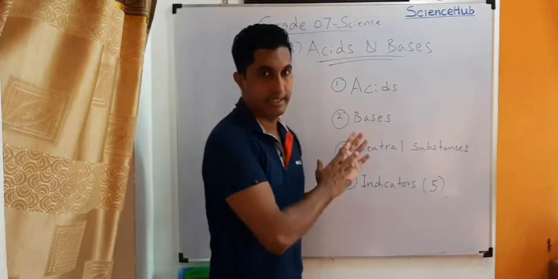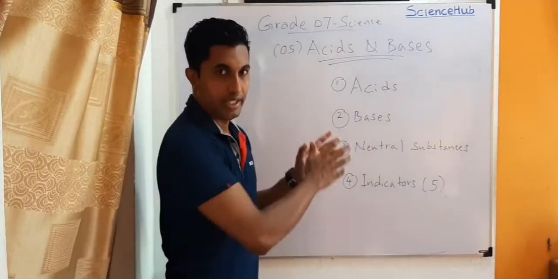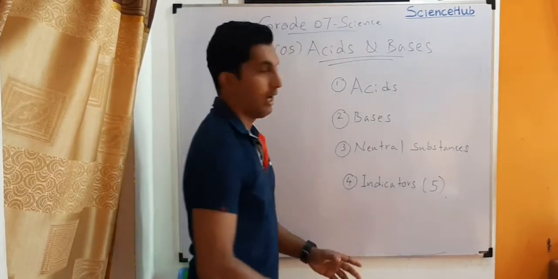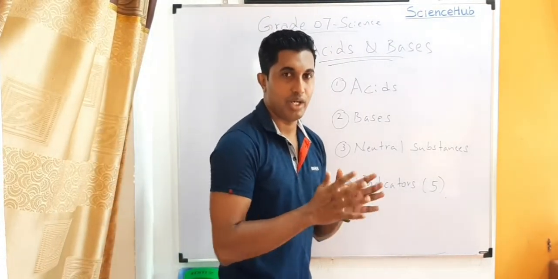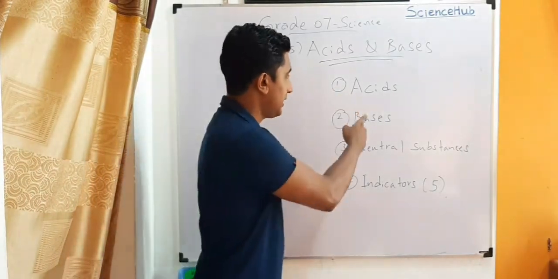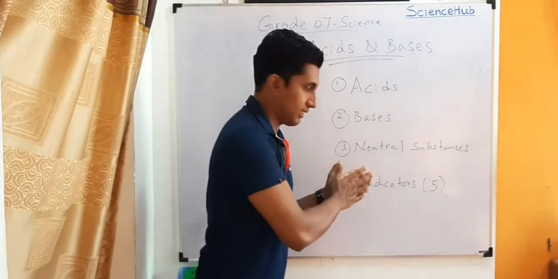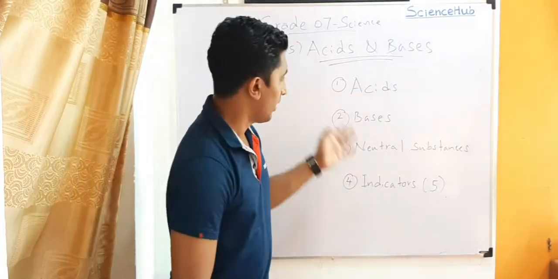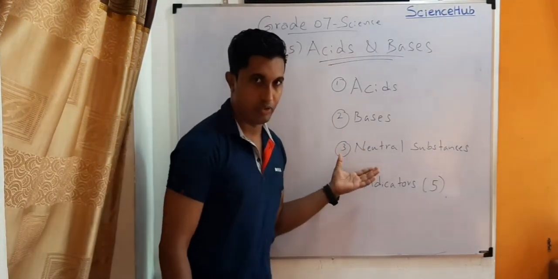According to this lesson, this is a brief summary of what you will need to know. After finishing this lesson, you have to understand and know the definitions of these four things: acids, bases, neutral substances, and indicators. And there are also five indicators explained in this lesson. This is a brief summary about this lesson.